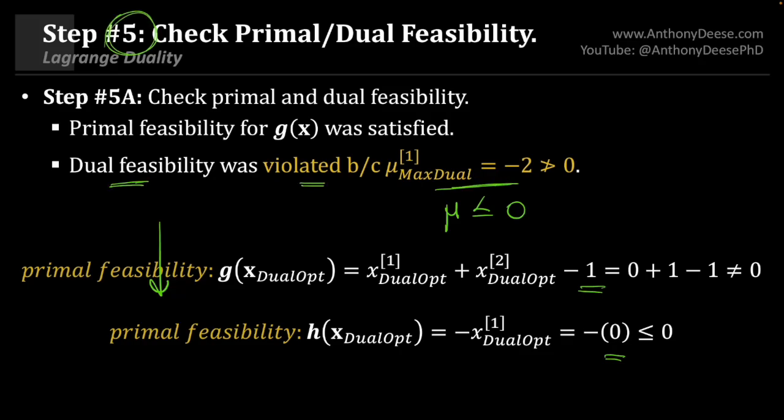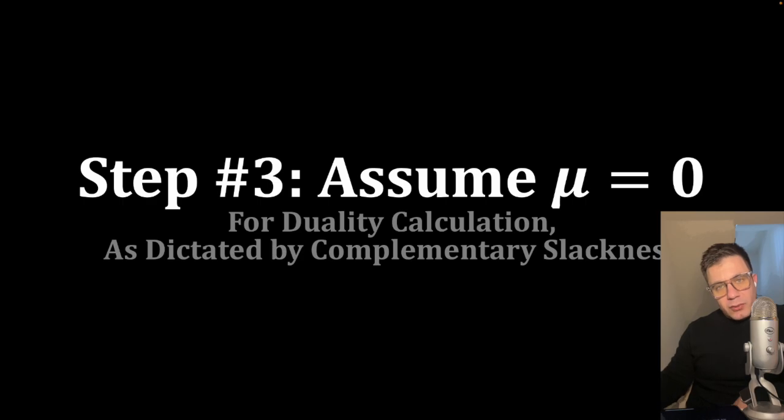So the last step is always to check primal and dual feasibility, although oftentimes, like what we just saw for this example, you can check it earlier and then just kind of bail on that given assumption. So we know that our first assumption was not correct, was not feasible.